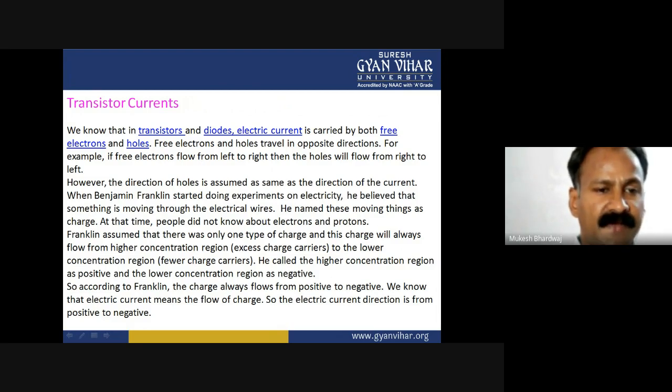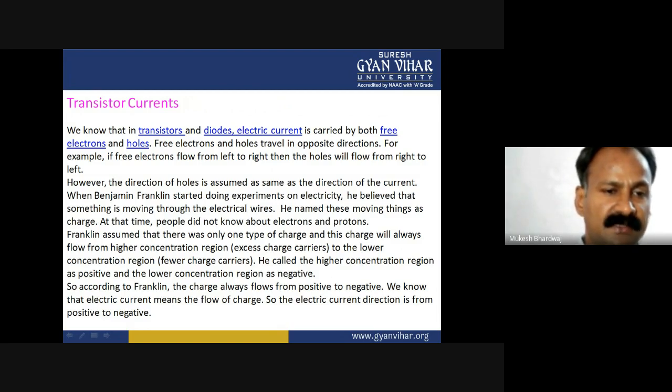When Benjamin Franklin started doing experiments on electricity, he believed that something is moving through the electrical wires. He named this moving thing charge. At that time, people did not know about electrons and protons.